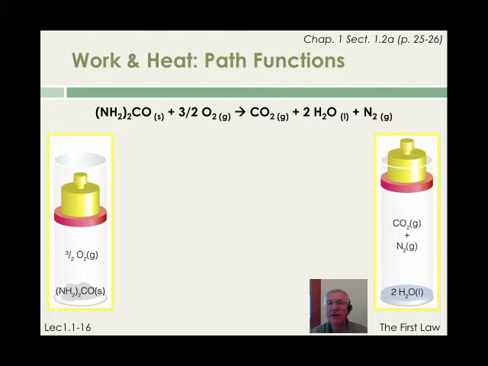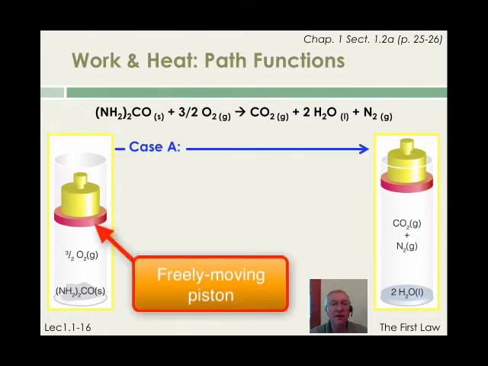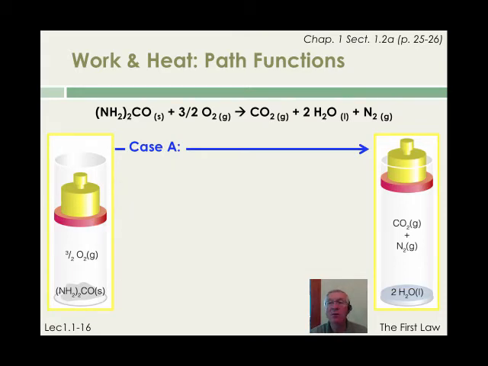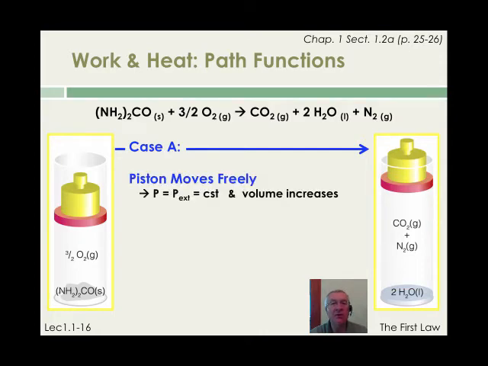In the first example, case A, the piston can move freely and the walls of the cylinder are diathermic. Combustion of 1 mole of urea consumes 1.5 moles of oxygen and produces 2 moles of gas, that is 1 mole of carbon dioxide and 1 mole of nitrogen. Hence, the reaction results in a net increase in the number of moles of gas. Because the piston can move freely during the reaction, the pressure inside the reaction chamber will remain equal to the external pressure, and the increase in the number of moles of gas will result in an expansion of the system.